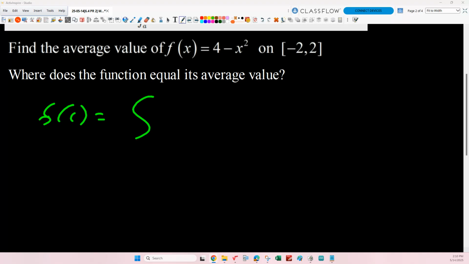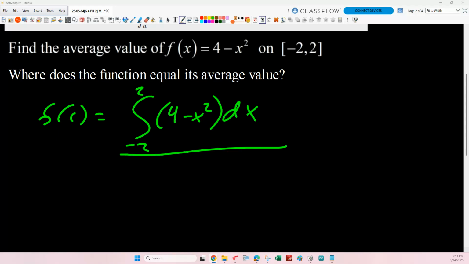is just going to equal the integral. Here, let's just write it out. The integral of 4 minus x squared dx from where? Okay. And what does that represent, what I just wrote there? That's an area, right? When you talk about a definite integral, it represents an area. So that divided by 2 minus -2, right? So what does that give us? What is that integral?